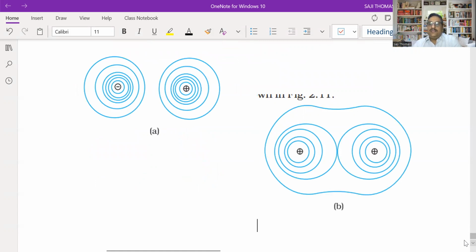So once again, I'm listing the properties of equipotential surfaces. Number one, the amount of work done to move any amount of charge on an equipotential surface is zero. Second property, no two equipotential surfaces intersect. Why are they not intersecting? If they intersect at one point, there will be two directions for the electric field at that point, which is not possible.